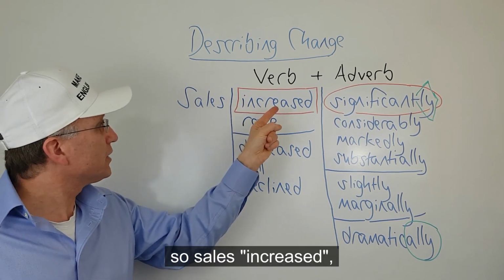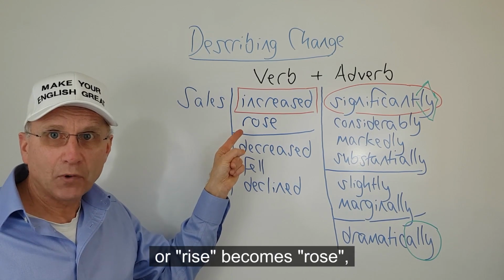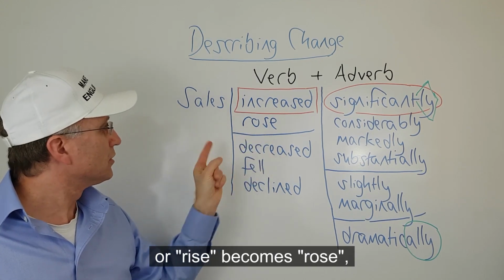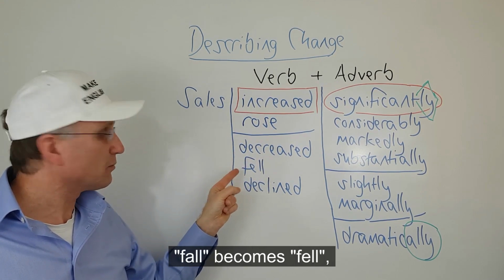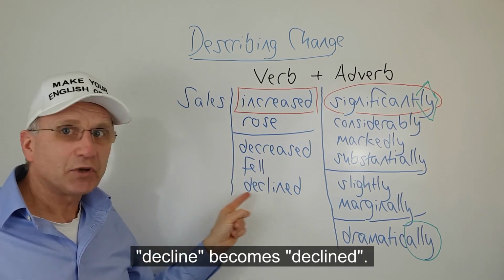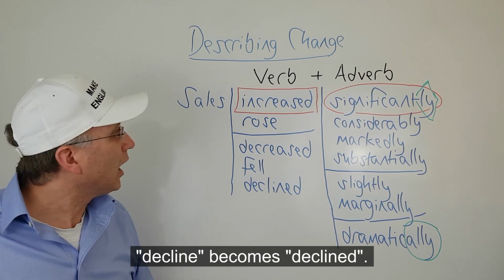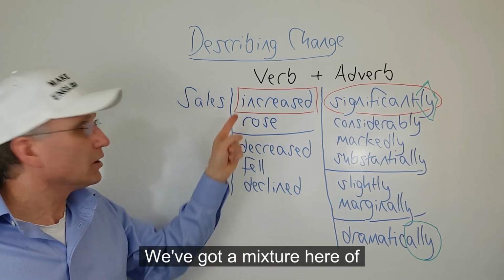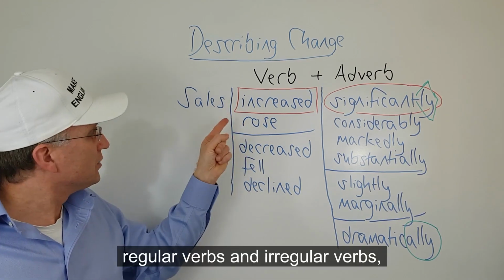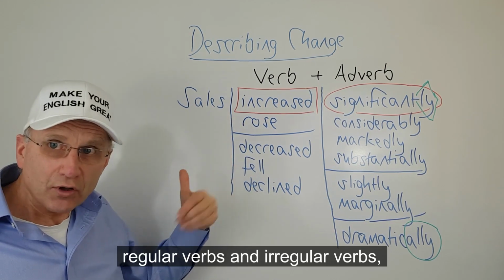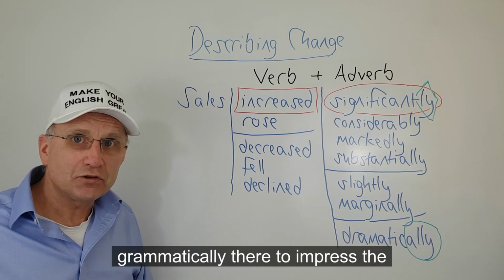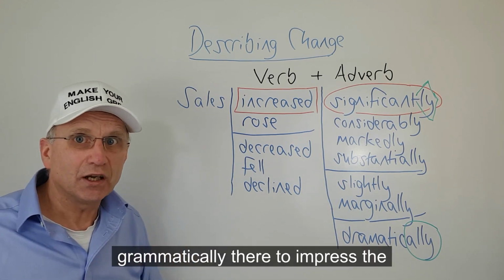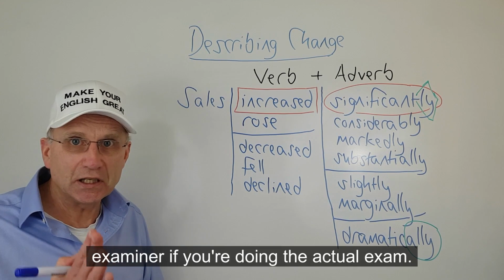So sales increased, or rise becomes rose. Decrease becomes decreased, fall becomes fell, decline becomes declined. And we've got a mixture here of regular verbs and irregular verbs. So again, you've got some variety grammatically there to impress the examiner if you're doing the actual exam.